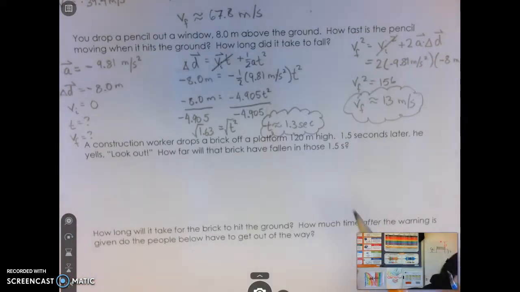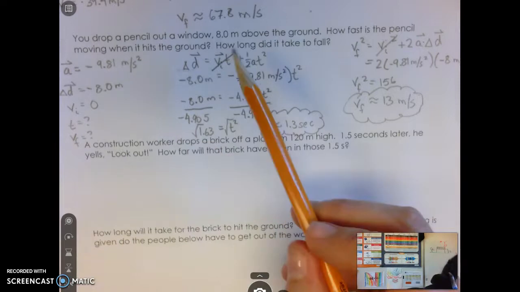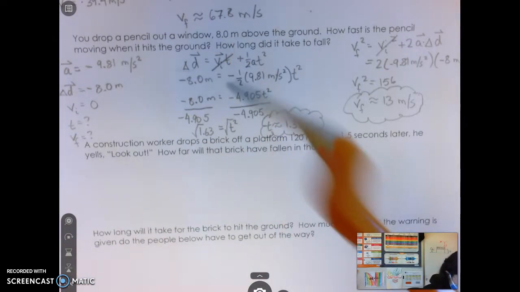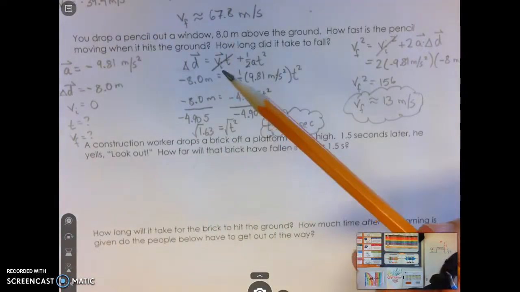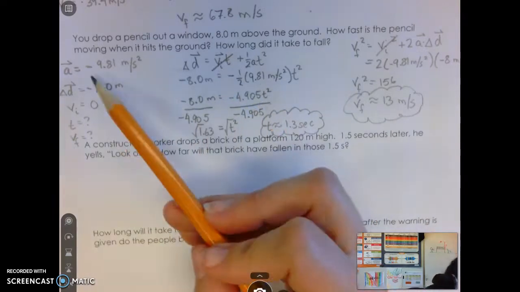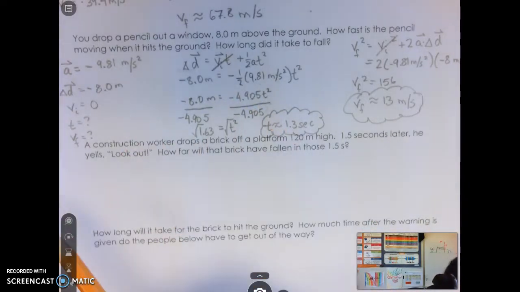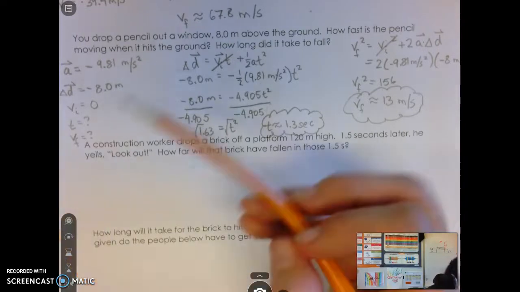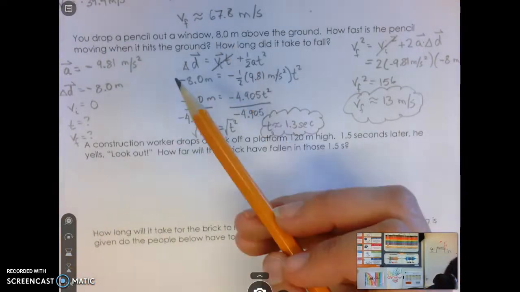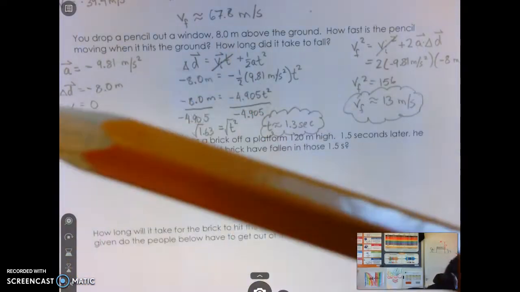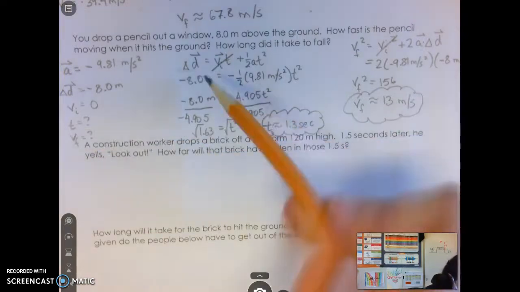Big picture, how do you know what number goes where? You look at the units. If it's dropped, that's initial velocity of 0. If it's in the air, that's an acceleration of negative 9.81 meters per second squared. If it's moving down, that's negative velocity. If it's ending lower than it started, that is negative displacement.